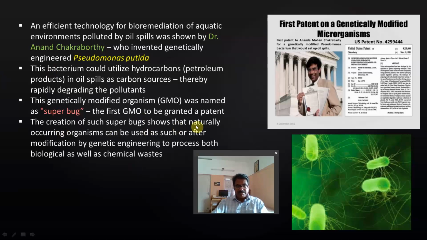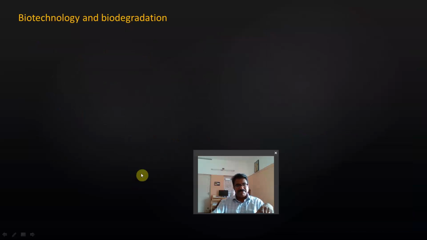And this example shows that naturally occurring organisms, so Pseudomonas putida is a naturally occurring bacteria, can be used after modification by genetic engineering to process both biological as well as chemical waste.